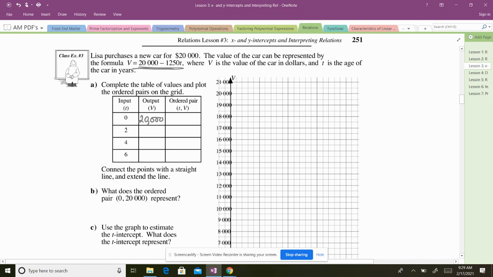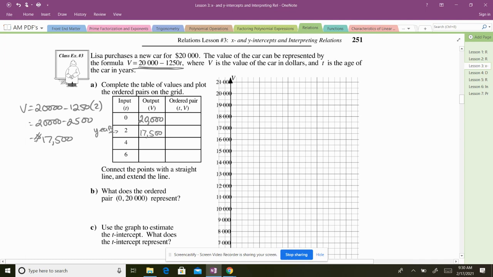If t is 2, so after 2 years, this is years. What is the value of the car? Well, we go 20,000 minus 1250. What's 2 times 1250? It's 2,500, which gives me $17,500. Is that what you're trying to say? Right.